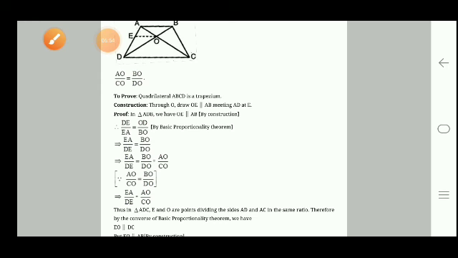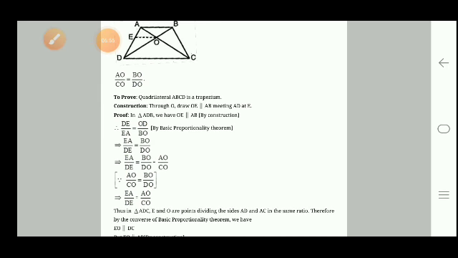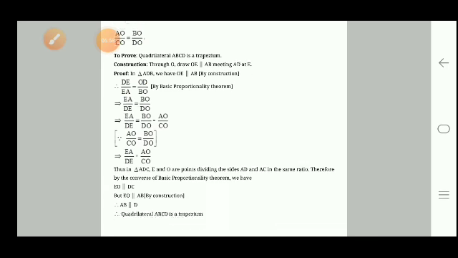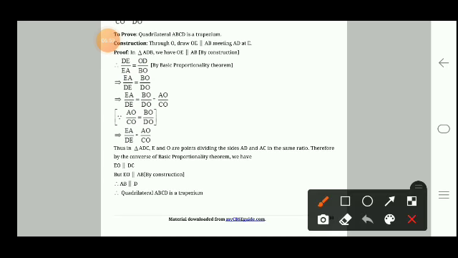So EO is parallel to CD, and it is already given that EO is parallel to AB by construction. So it means AB is parallel to CD, or DC. So therefore ABCD is a trapezium because one pair of opposite sides is parallel.